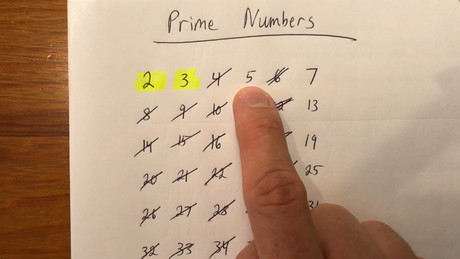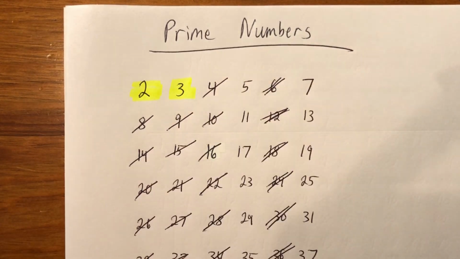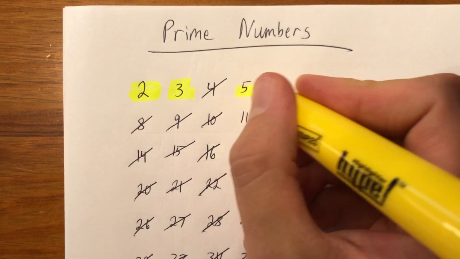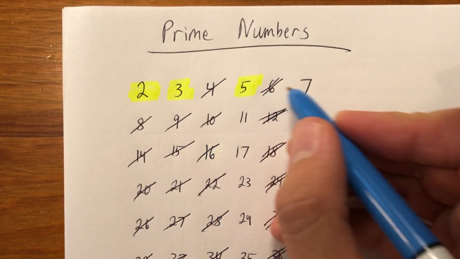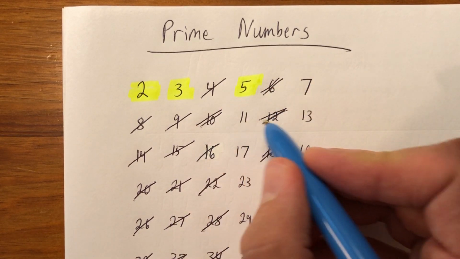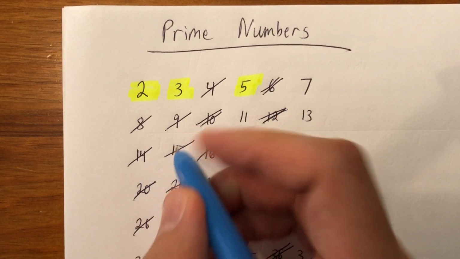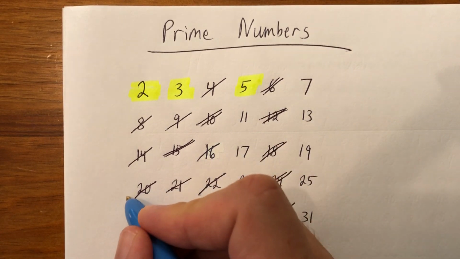So now we're going to count by fives. Things get a little trickier from here on out, but that's okay. So 5 is our next prime number, and we're going to count by fives. So from 5, we go 1, 2, 3, 4, 5, mark it out. 1, 2, 3, 4, 5, mark it out.